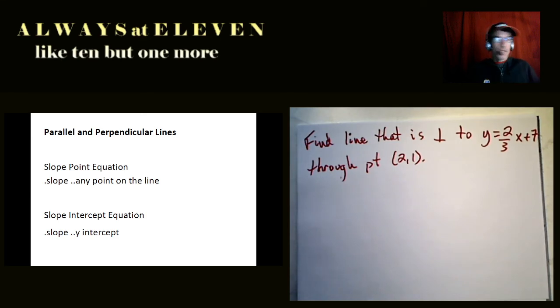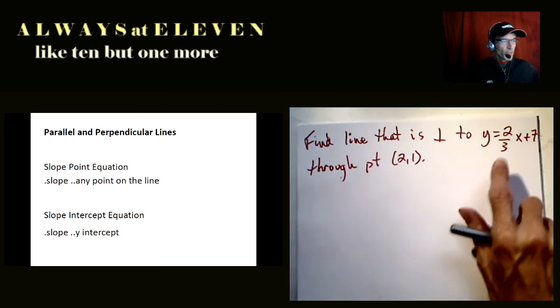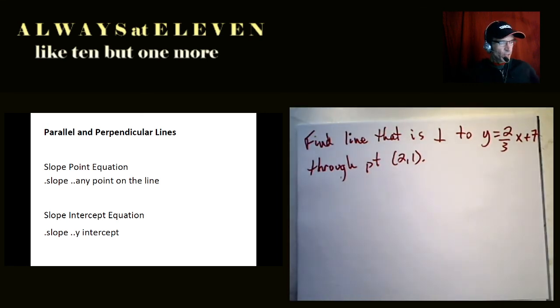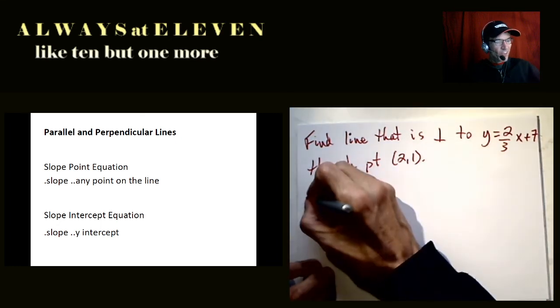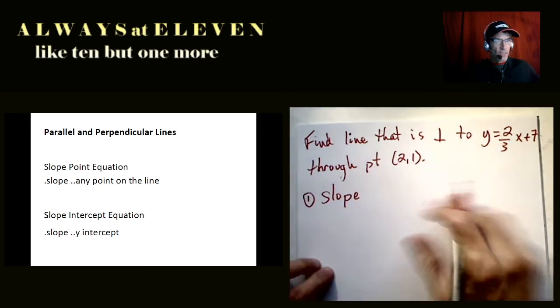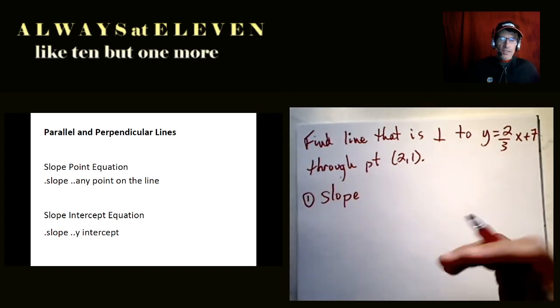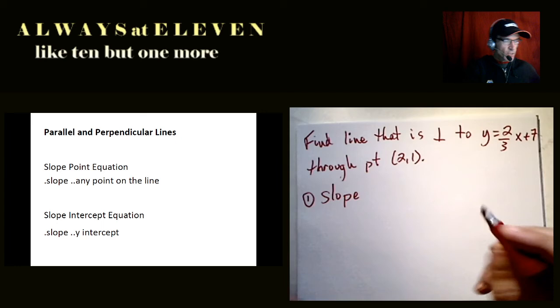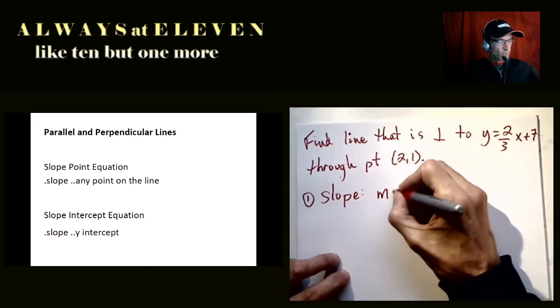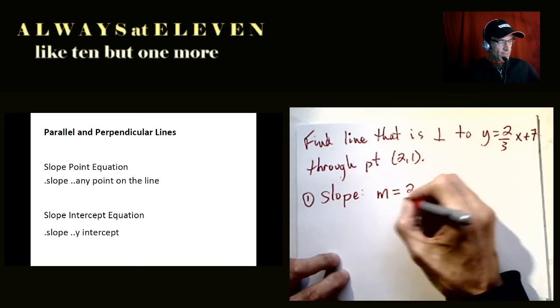Now, there's nothing stopping you from stopping the video and trying this on your own. If you remember the trick, the fact about perpendicular slopes. But if you don't, I'm going to show you right now. Because remember, regardless of the form of the linear equation, we always need the slope. So, the original is 2 over 3, and I write it down like that.